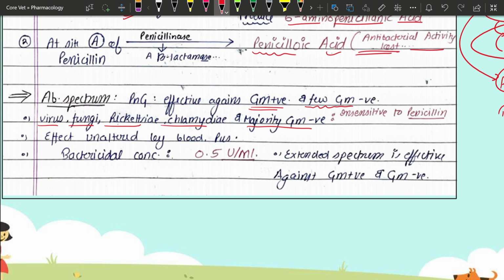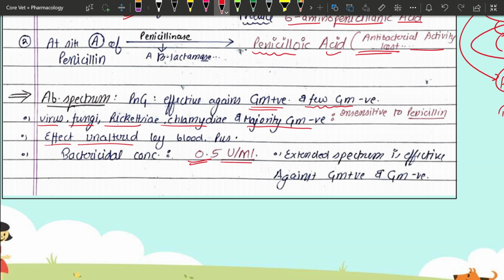And as I told you for the sulfonamides, their efficiency is reduced in the presence of blood and pus, right? But in the case of penicillin, the effect and efficiency are unaltered. There won't be any change in the antibacterial activity of penicillin in the presence of pus or blood, right? The bactericidal concentration is about 0.5 U per ml, right?